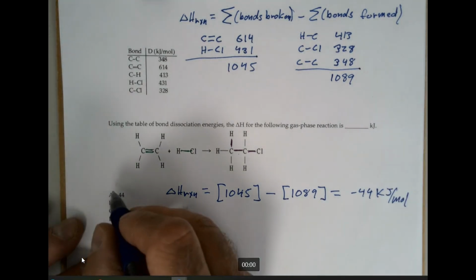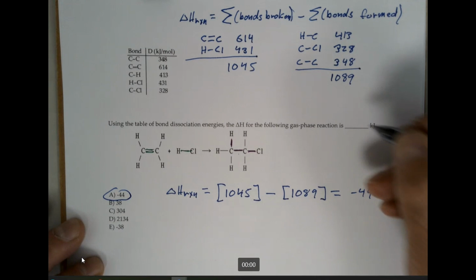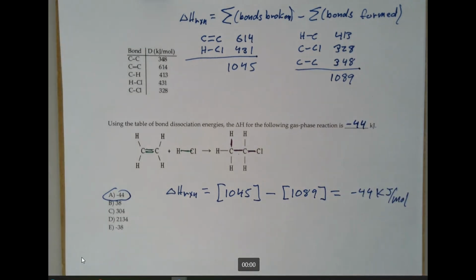That looks like option A. So here's how we can use bond dissociation energies to calculate a change in enthalpy for a reaction. Very similar to using heats of formation. With heats of formation, we sum up the heats of formation of the products minus summing up the heats of formation of the reactants.